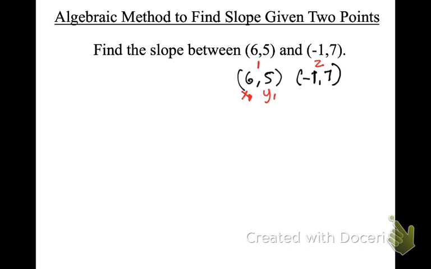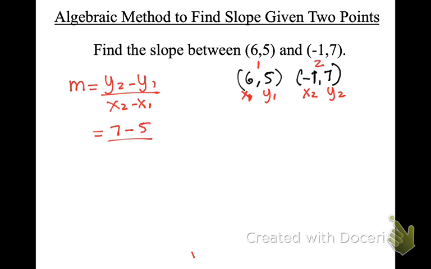Okay, so we're going to call the 6 the first point. We're going to say 6 is x1, 5 is y1. You said the negative 1 is what? And the 7 is? Good. And so what's my formula? And so, what am I substituting in? 7. Good. Over? Okay. And it simplifies to? Well, this is positive 2 over negative 7. And what does that simplify to? Negative 2/7. Okay, questions?